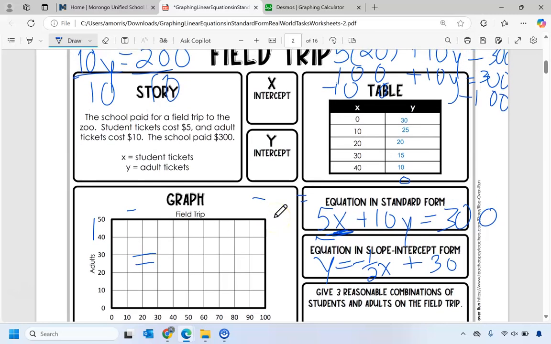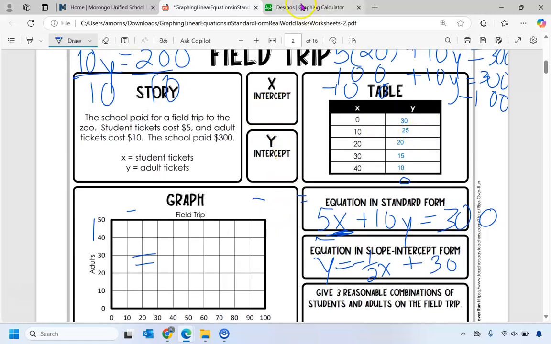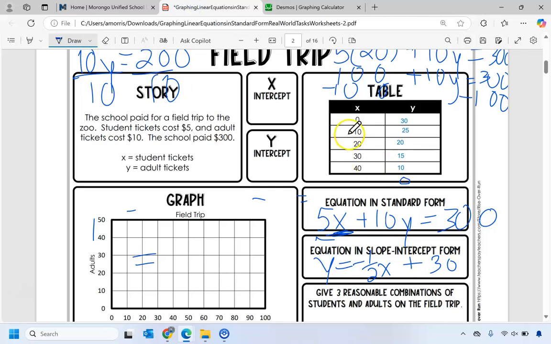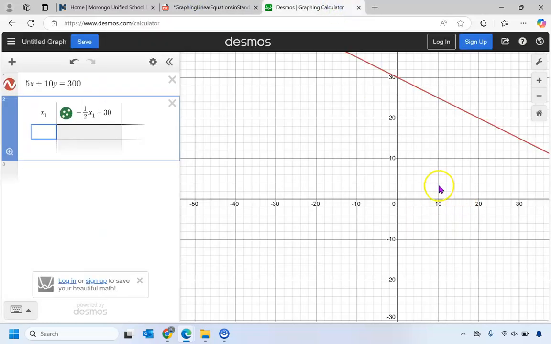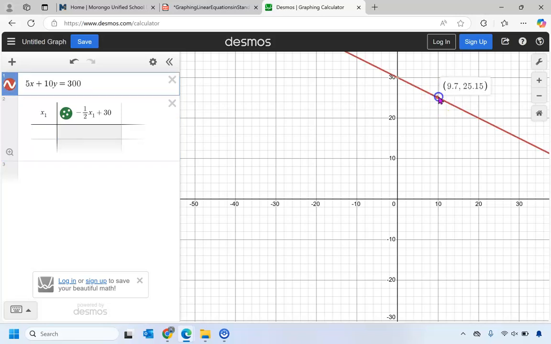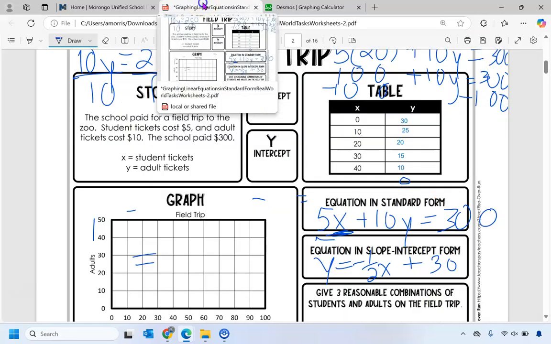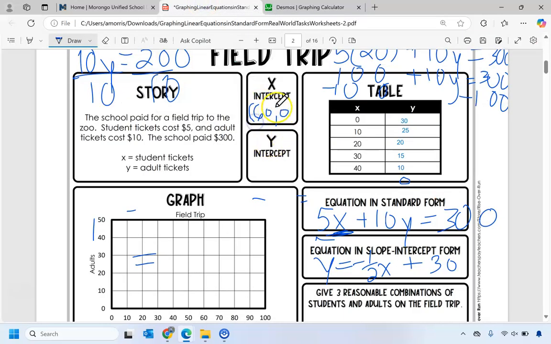Let's go ahead and look at this on Desmos. I typed in 5x plus 10y equals 300. And then we said x is 10, y is 25. X is 20, y is 20, and so forth and so on. But also, 60, 0 is the x-intercept. That means 60 students can go and no adults. That's going to be my x-intercept, so parentheses around that.